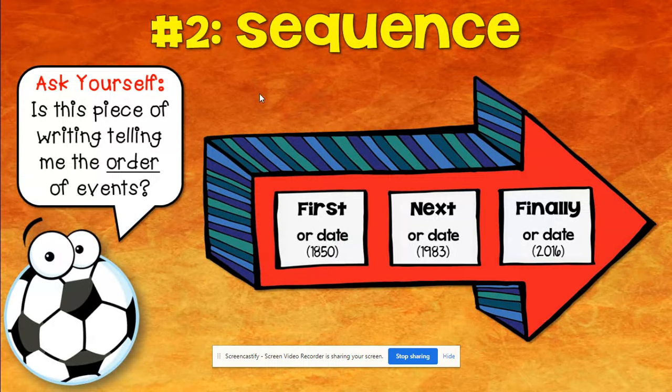So the text structure that we're going to look at today is called the sequence. And a sequence is when we have things in a certain order, like first, next, and finally, or you might have the dates. So 1850, then 1983, and then 2016. When you read a sequence text, you should ask yourself, is this piece of writing telling me the order of events? If it's telling you the order of events, then you know it is a sequence text structure.